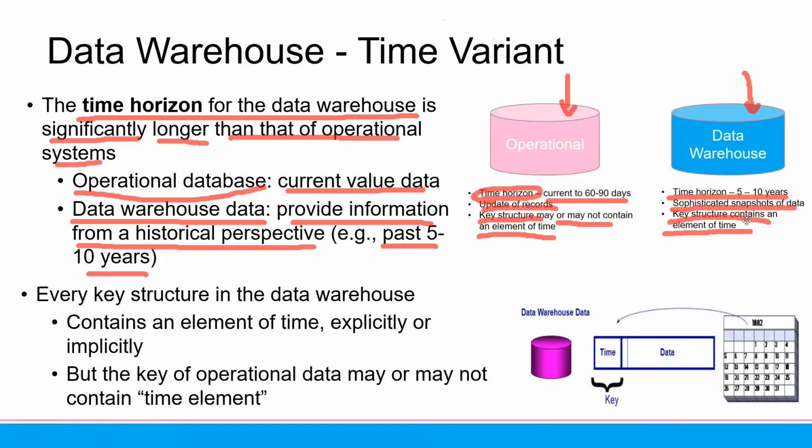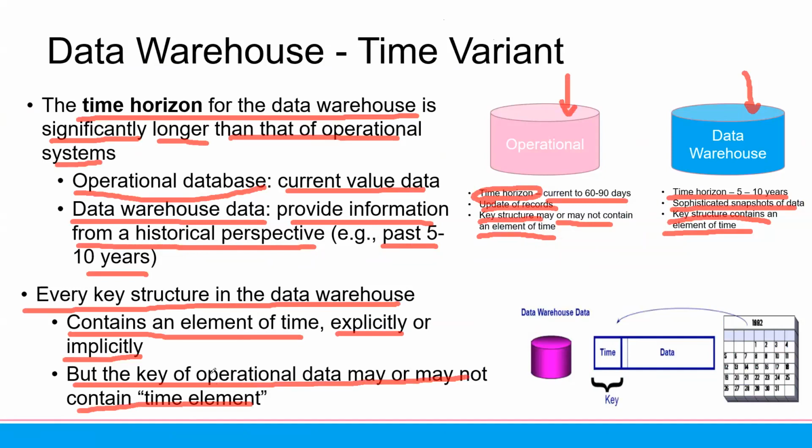So you need to know what the data was in January, what the data was in 2012, what the data was in quarter 1 of 2015. So every key structure in the data warehouse contains an element of time, explicitly or implicitly. But the key of operational data may or may not contain a time element because it is just operational data, so sometimes they don't have any time element. But some operational data also contain the time element.